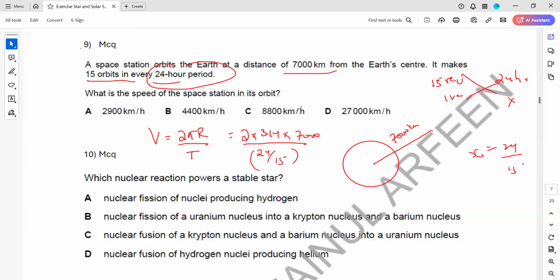And the total distance in one revolution equals the circumference. So when we multiply 2 into 3.14 into 7,000 and divide by 24 divided by 15, we get 27,000 kilometers per hour. Is it clear, this one? Yes. Okay.